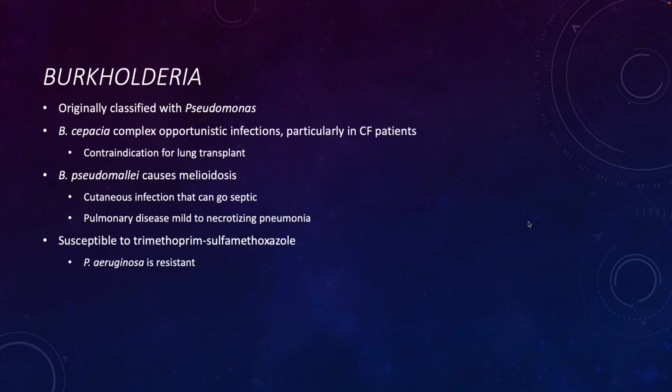One way you can differentiate between the two, Burkholderia and Pseudomonas, because they're almost identical, they look the same under microscopy and are the same biochemically, is that Burkholderia is susceptible to trimethoprim-sulfamethoxazole. Pseudomonas is resistant. So if that drug kills it, you've got Burkholderia. If it doesn't, it's Pseudomonas.